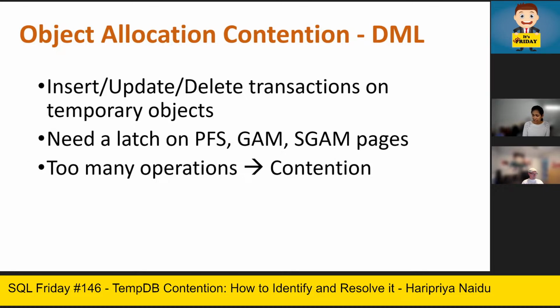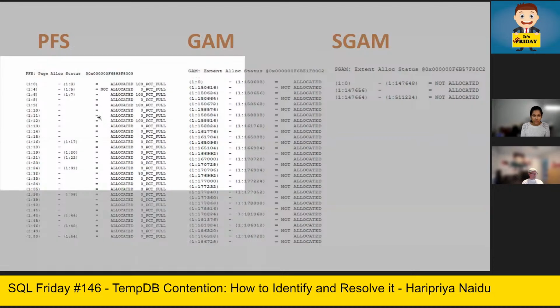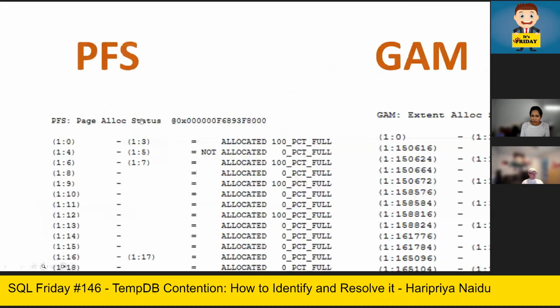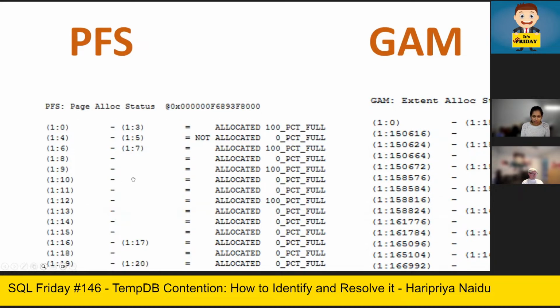I mentioned PFS, GAM, and SGAM pages. I quickly want to show you what these three pages are. PFS is page free space. This is an 8 KB page by itself. Let me zoom in and focus on the PFS page for now. When you run DBCC PAGE, you can get the internal details of a page. I grabbed a screenshot to show you how this PFS page internally looks.